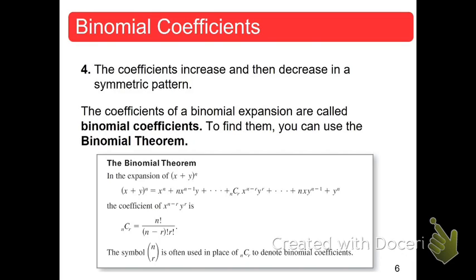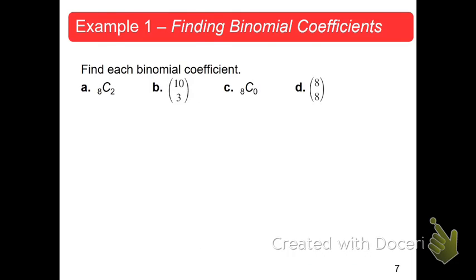watch out, because sometimes that symbol with the two parentheses and two numbers on top of each other, but not a divide sign, so it's not a fraction, is often used in the place of that combination formula to denote binomial coefficients. All right, so with example 1, let's do this.